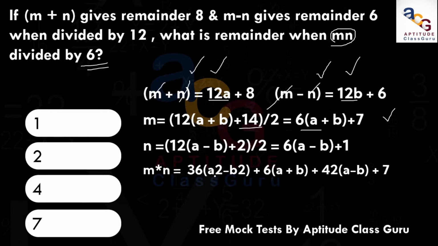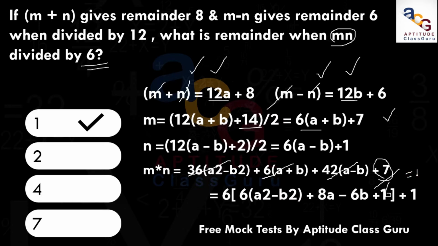So 6 into 6, 36, a square minus b square, plus 6 of a plus b, plus 42 of a minus b, plus 7. This term gets cancelled in 6, this term also gets cancelled in 6, and this term also gets cancelled in 6, and I am left with the number 7. So what is the remainder when 7 is divided by 6? We will get the answer as 1, right? So the remainder will be 1.